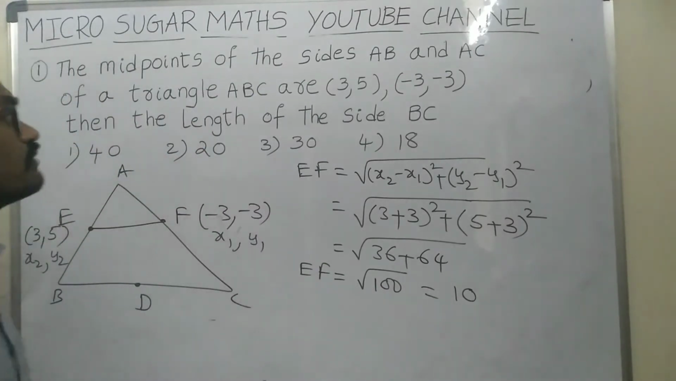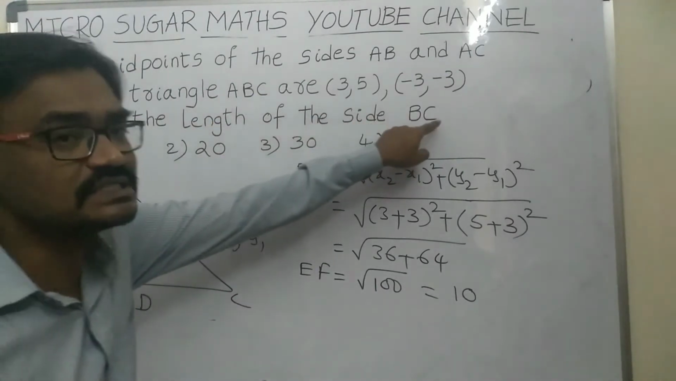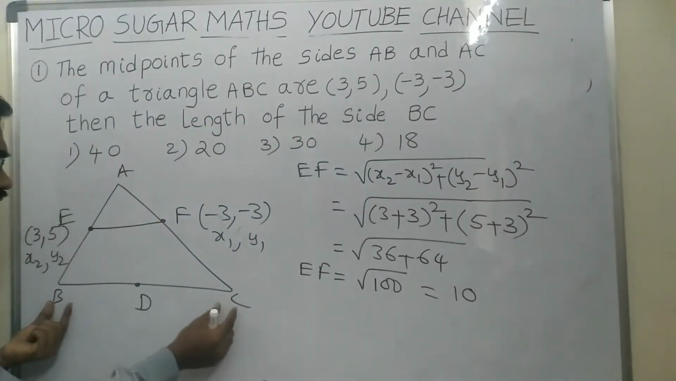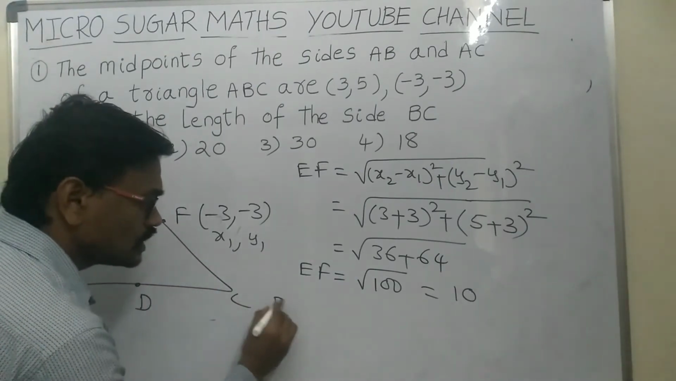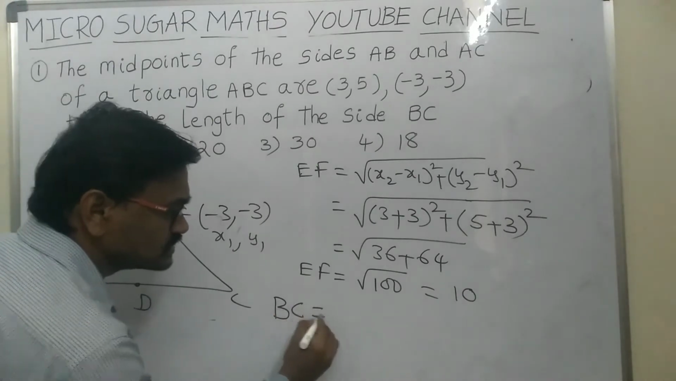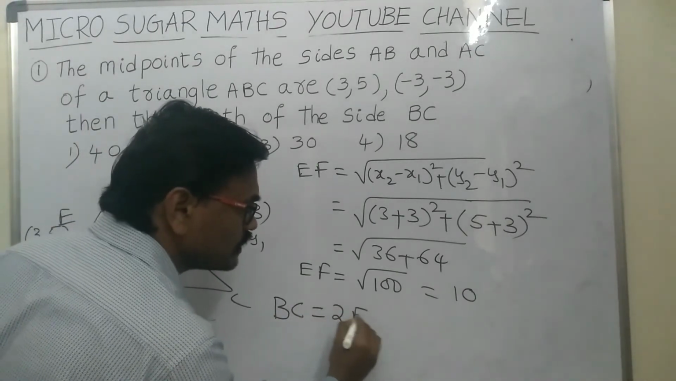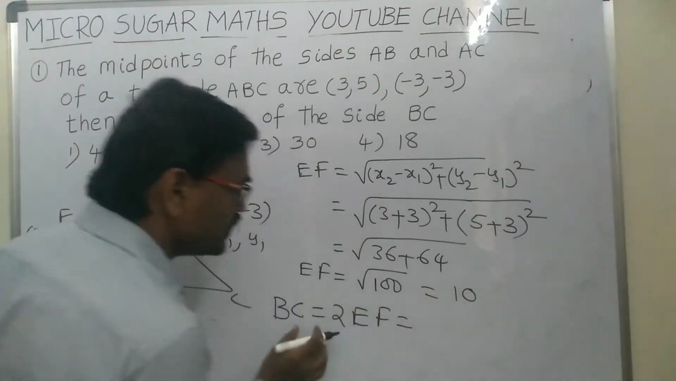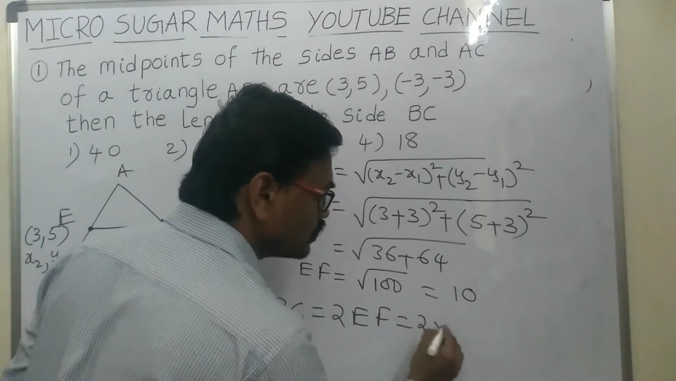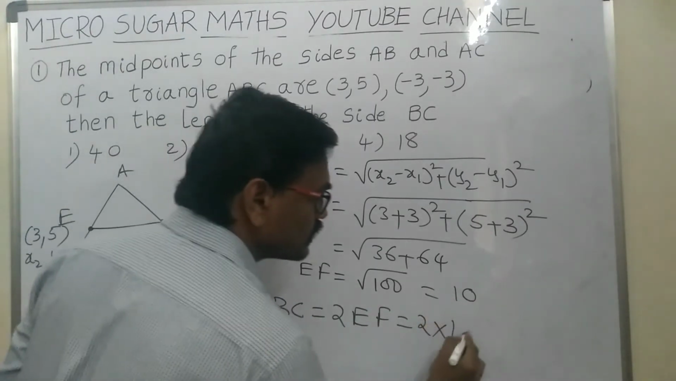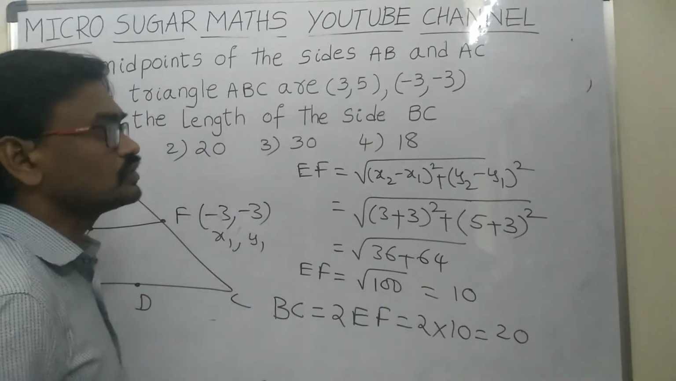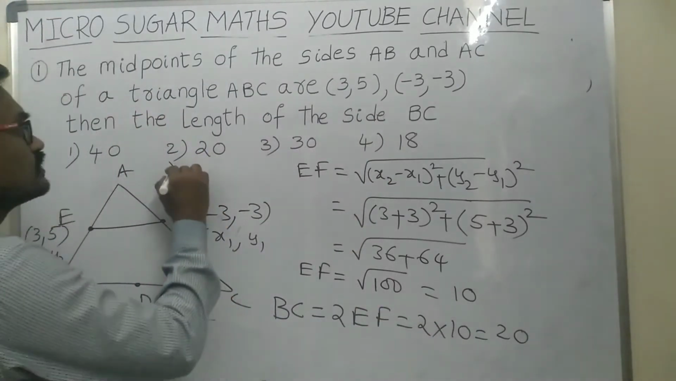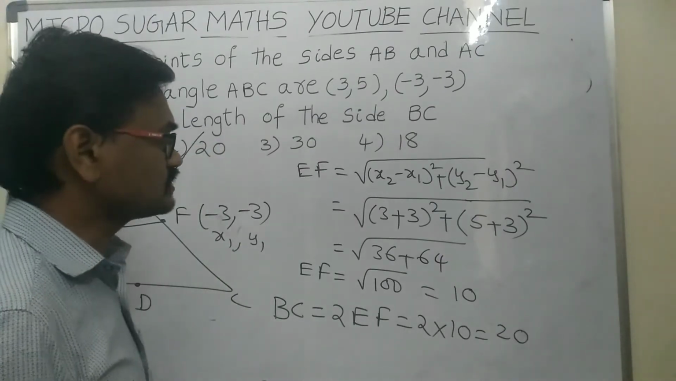Now students, we required the length of the BC side. What is the relation between BC and EF? Your required BC is 2 times EF. Therefore, BC is equal to 2 into EF value 10, so our required BC is 20. Which option, students? Second option. Very good, students. Thank you.